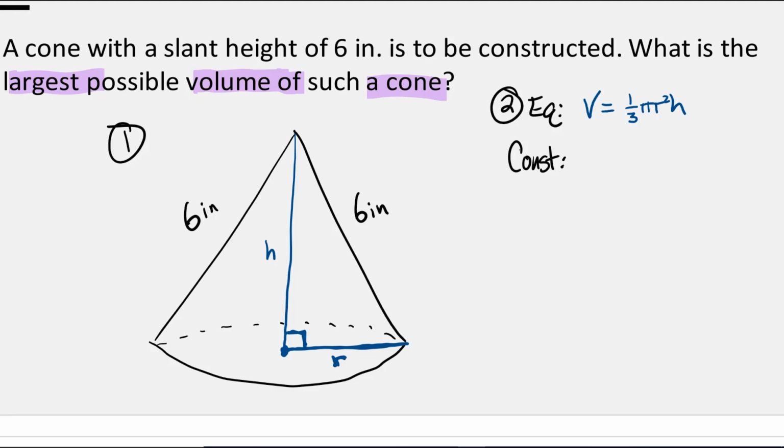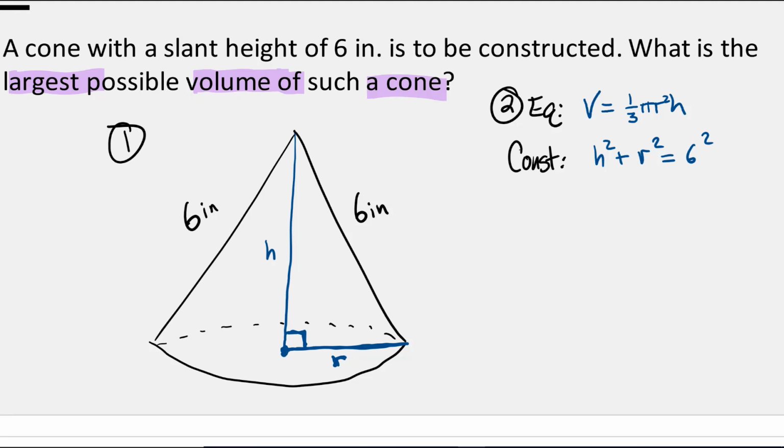So our constraint is, once again, look at this: h squared plus r squared equals 6 squared. It's a right triangle. Lovely. It's going to be good. You thought we were going to do some crazy stuff. I thought so too. I was losing my mind. Moving back to the problem, h squared plus r squared is equal to 6 squared. We have an equation. We have a constraint.